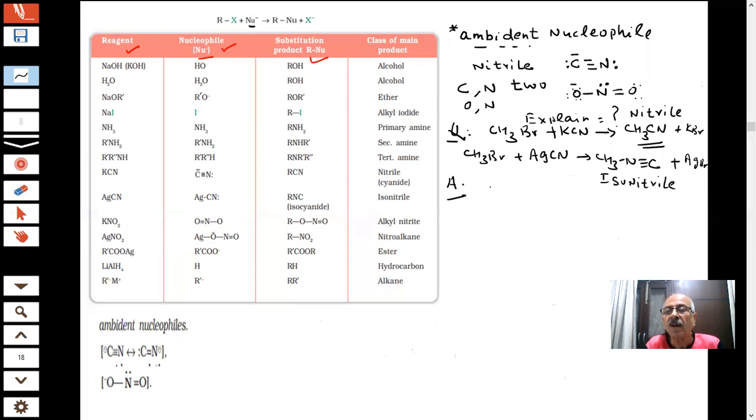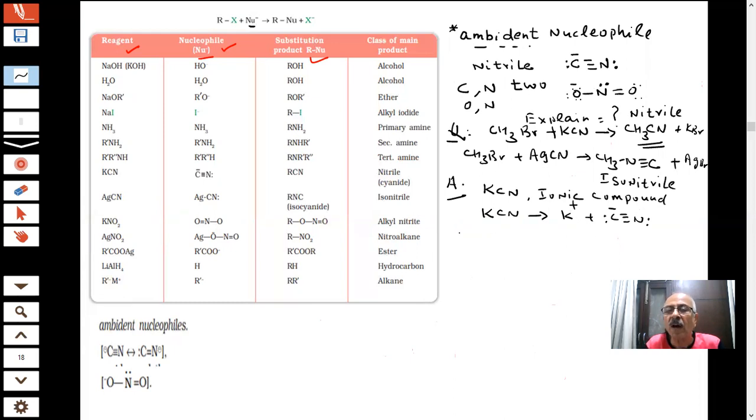You see that my answer is like this in the exam paper. KCN is an ionic compound. It will dissociate into ions. What are the ions? These are the ions. One is a positive ion, the other is a negative ion.